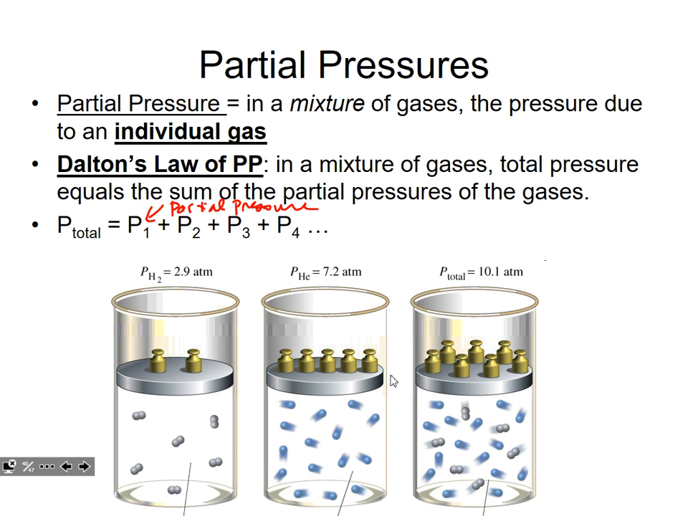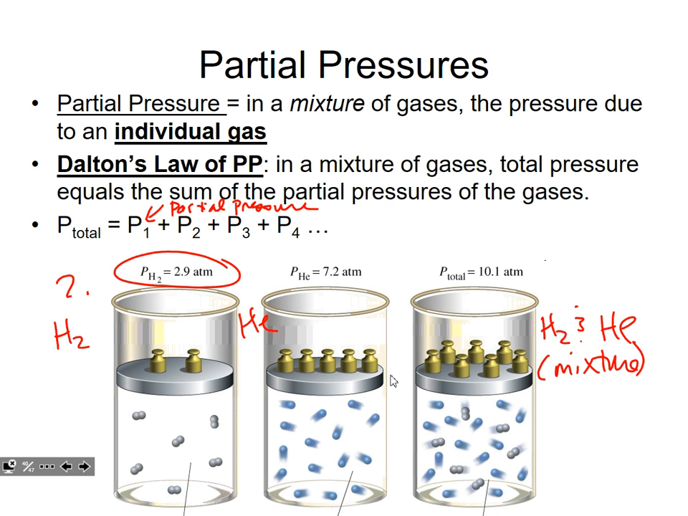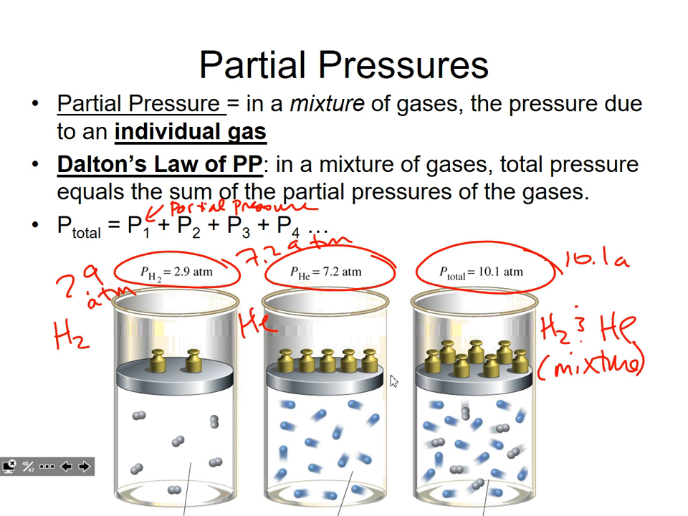In the first canister we have hydrogen, in the second canister we have helium, and in the third one we have hydrogen and helium together. So this is our mixture of gases. The first canister has a pressure of 2.9 atmospheres. The second one has a pressure of 7.2 atmospheres. And the third one has a pressure of 10.1 atmospheres. Well, where is that 10.1 coming from? All we've done is add together the 2.9 from the first one plus the 7.2 from the second one, and that gives us the 10.1 of the third one. So it's just showing that the partial pressure of one thing plus the partial pressure of something else is equal to the total pressure of the system.